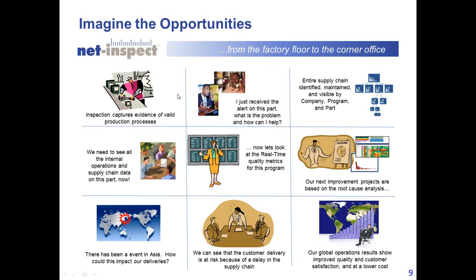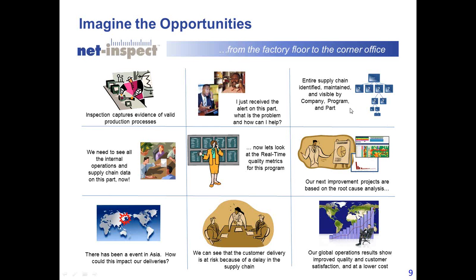Starting up here in the upper left, we do capture evidence of valid production processes. That is the core to the product, whether it's the first article, statistical process controls, etc. We capture measurement information, retain it, and store it for your use. But more than that, we have the ability to do real-time alerts. If you have an out-of-tolerance condition or an out-of-control condition, real-time alerts so that the right people can be engaged at any point in the manufacturing process.